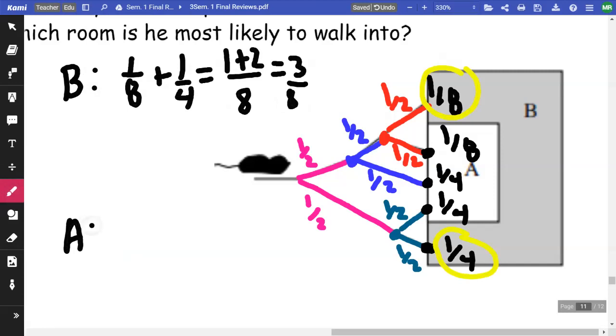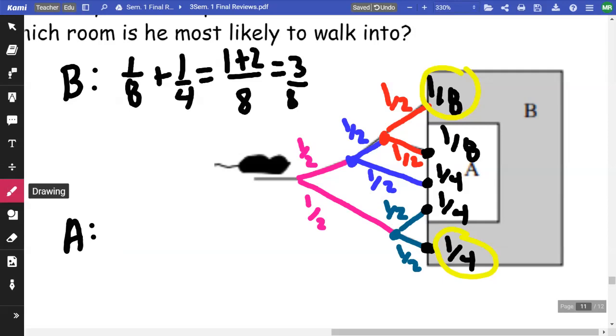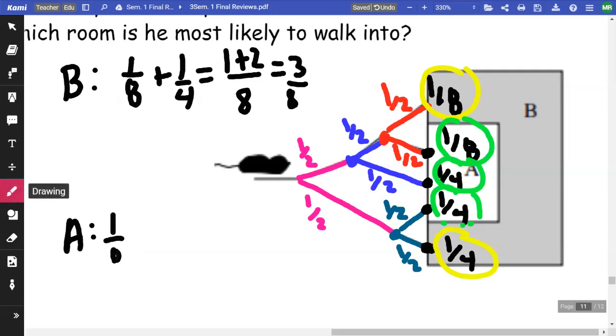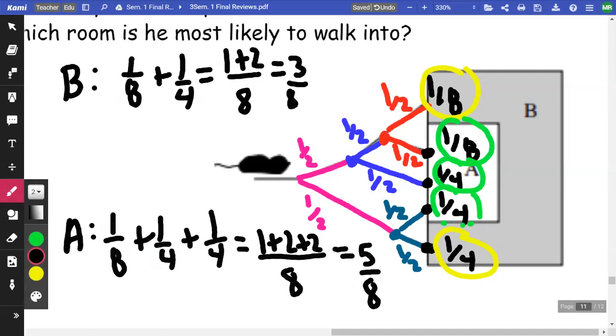Now A is going to be these ones I'm circling in green. So this 1/8, this 1/4, this 1/4. So I have 1/8, 1/4, 1/4. Again, I'm going to get a common denominator, which is 8. So I'm going to have a 1, a 2, a 2. This is going to give me 5 out of 8. So the one that is more likely to happen is A.